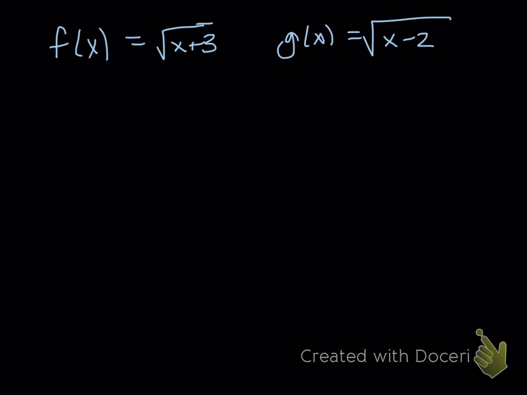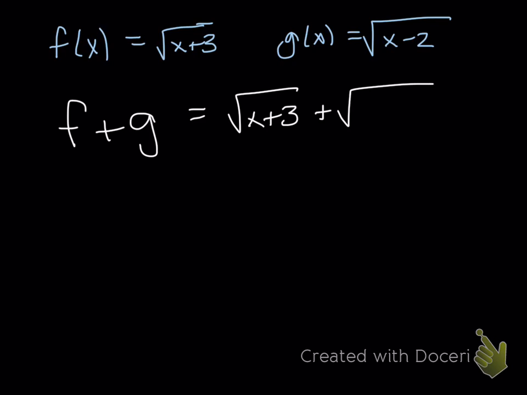So the last one I want to go over is a unique case. We're just going to talk about the addition part of it. So f of x is equal to the square root of x plus 3, and g of x is equal to the square root of x minus 2. If I were to do the addition, again, not much work is required here. I get the square root of x plus 3 plus the square root of x minus 2, and I can't really do anything. So that's the answer.